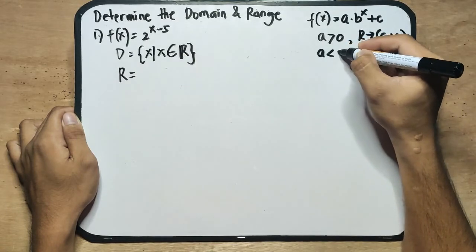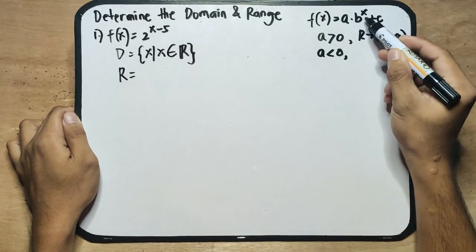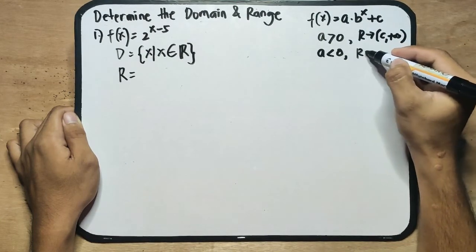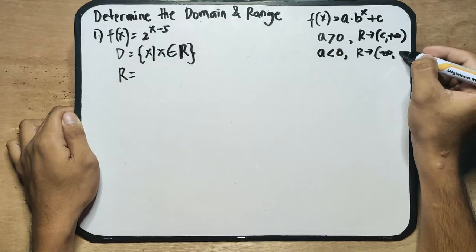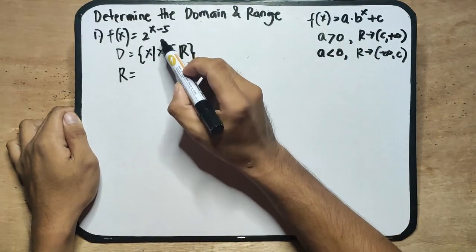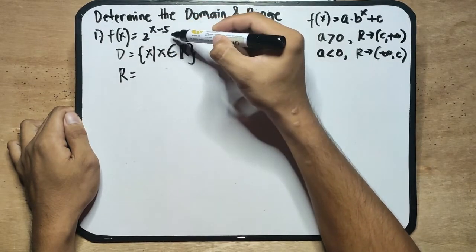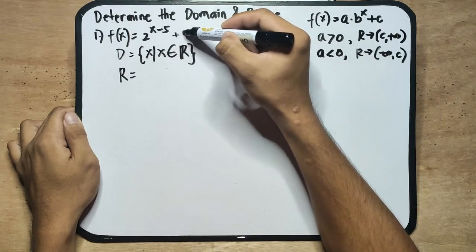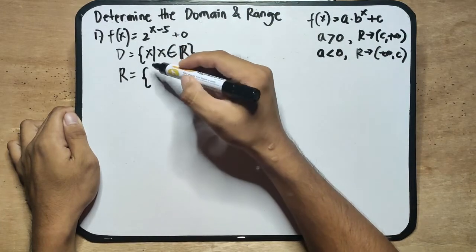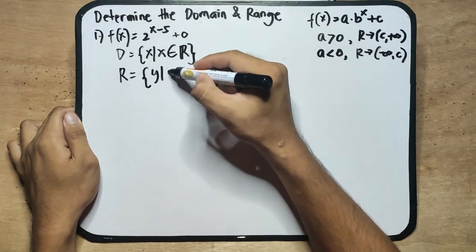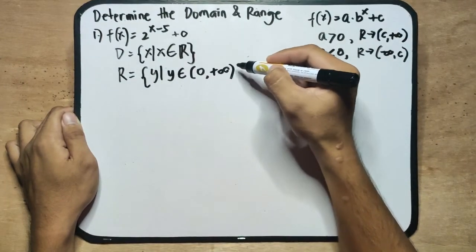Pero kapag mas maliit siya kay 0, kapag negative yung number na katabi ng term na may exponent na x, ang range naman niya ay from negative infinity to c. Okay, so in this case, positive yung number niya kasi kahit walang nakalagay dyan, understood na may 1 dyan, and then parang plus 0 siya, 0 yung value ni c, so therefore our range will be the set of all y such that y is an element of 0 to positive infinity.